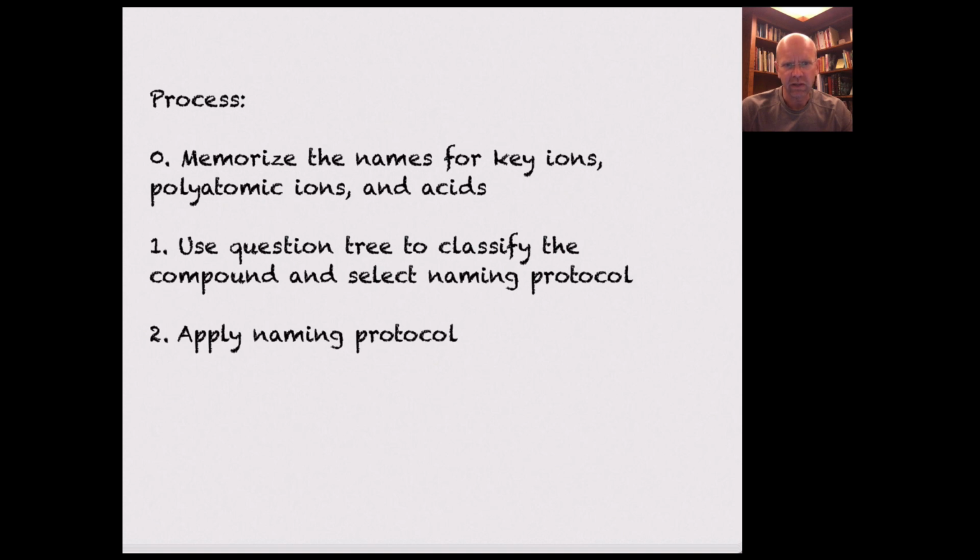The 0th step is knowing some key names and formulas, just like learning vocabulary in a foreign language, in which we must know both each word in English and in the language we're trying to learn. We've got to know some of these basic terms and how they relate to their formulas. So after that, the next step in the process is we need to make sure that we pick the right naming protocol by classifying the type of compound we're dealing with. There are different naming systems for different types of molecules. Finally, we need to apply that naming protocol.